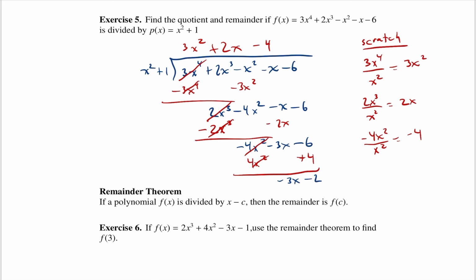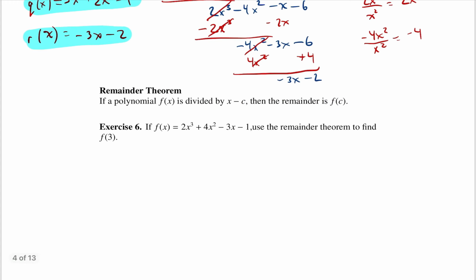So our quotient function is up above. It's 3x^2 + 2x - 4. And our remainder function is the bottom, -3x - 2. And that does it for that problem.